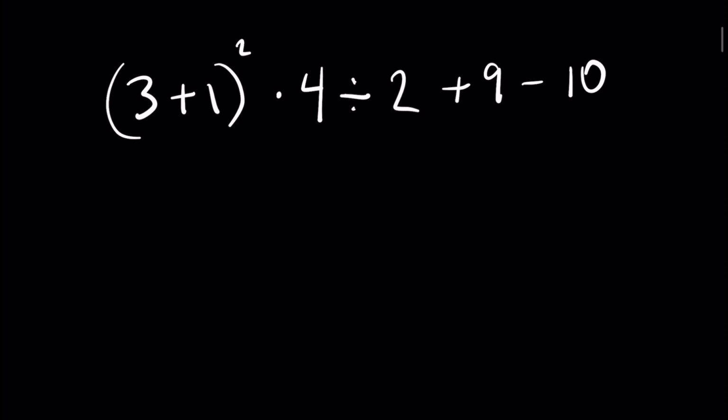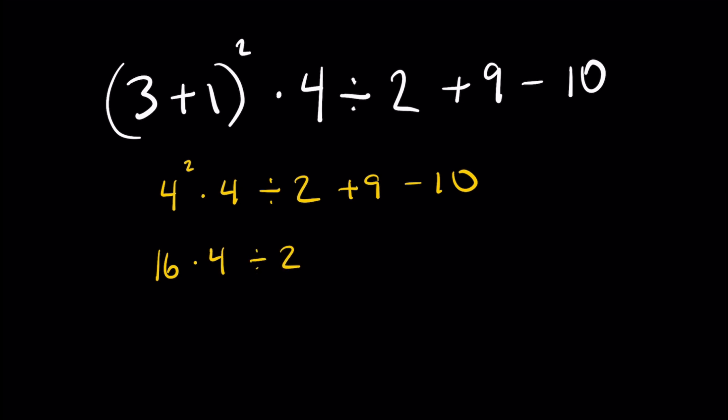Okay, let's look at an example. So we have all the operations here, and we'll use PEMDAS to figure out which to start with. So P is for parentheses, and I got some parentheses here, so I'll do whatever is inside the parentheses, which is 3 plus 1. So I'll get 4, and then I still have my exponent, times 4 divided by 2 plus 9 minus 10. No more parentheses, but I have an exponent right here, so I'll do that next. 4 squared is 16, times 4 divided by 2 plus 9 minus 10.